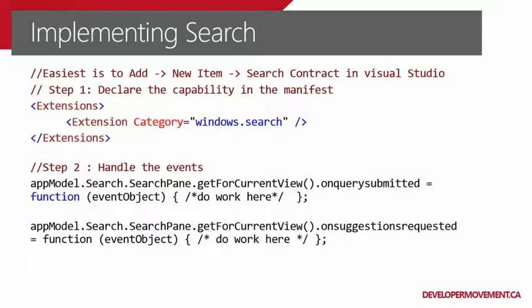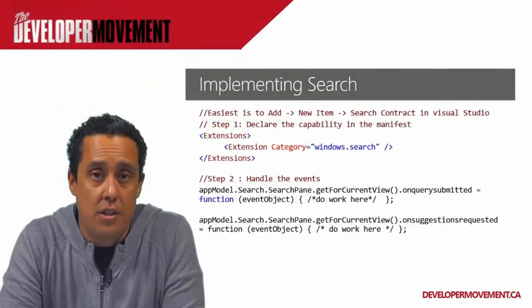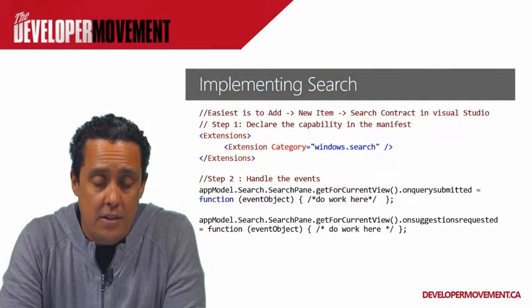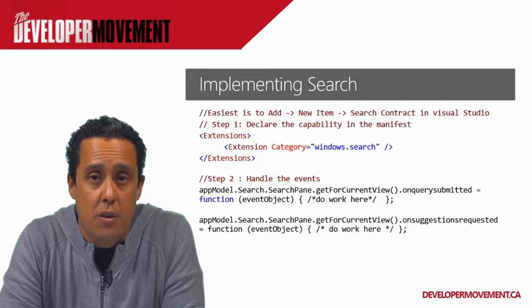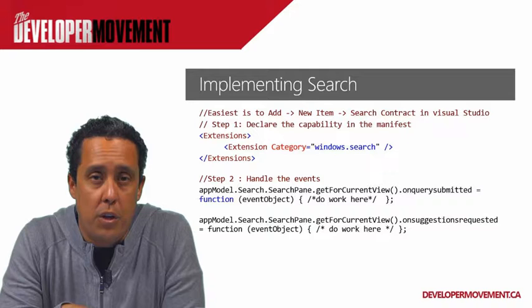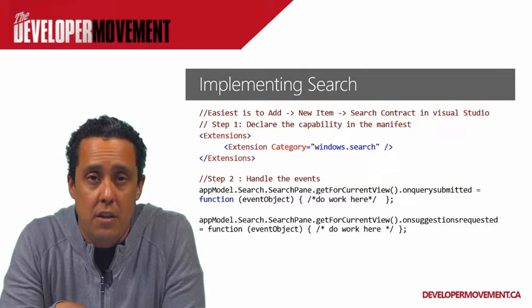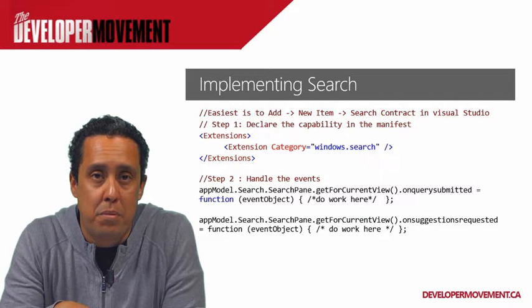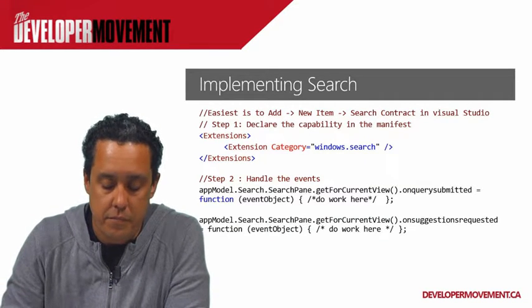Implementing search is actually pretty straightforward. The easiest way is to go to Add New Item, Search Contract in Visual Studio. That will create a Windows.Search extension in the manifest. The second step is just to handle the events. On query submitted, when the query is submitted, you want to search your actual data. And on suggestions requested, you want to give it the autocomplete list that's available.